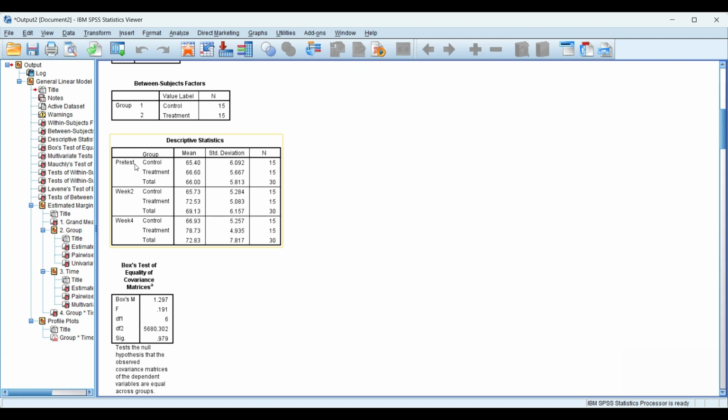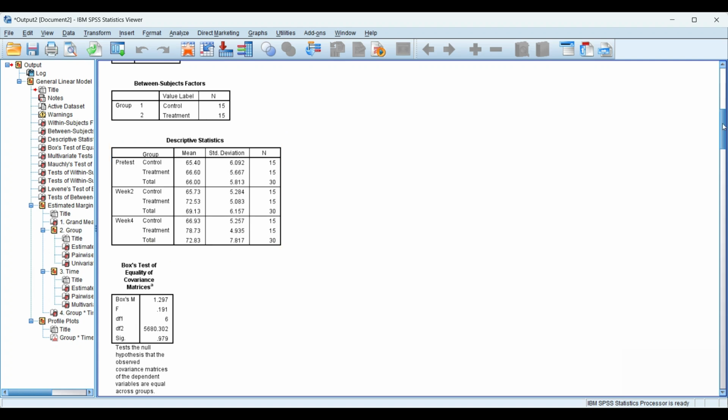So simply we can say that at pre-test both groups had similar mean scores, almost similar. However, the treatment group score increased substantially at week 2 and then week 4, whereas the control group showed only slight improvement. This suggests that the treatment was associated with greater performance improvement over time from 2 week to 4 week.